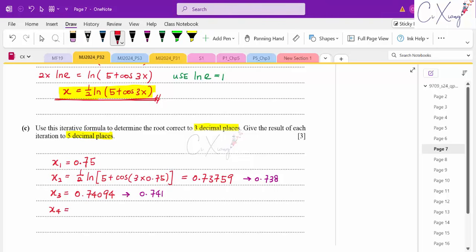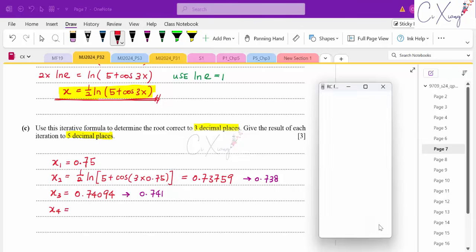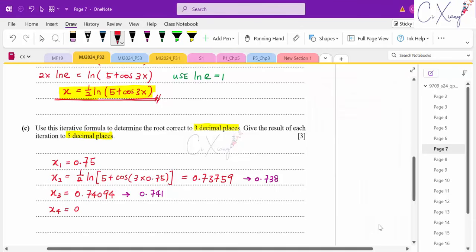Again, to get the value of x4, you press calculate, key in the value of x3, which is 0.74094, then press the equal sign again. Now the 5 decimal places answer here will be 0.74003.